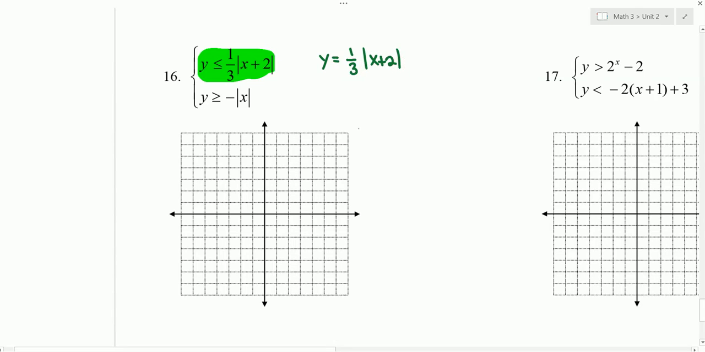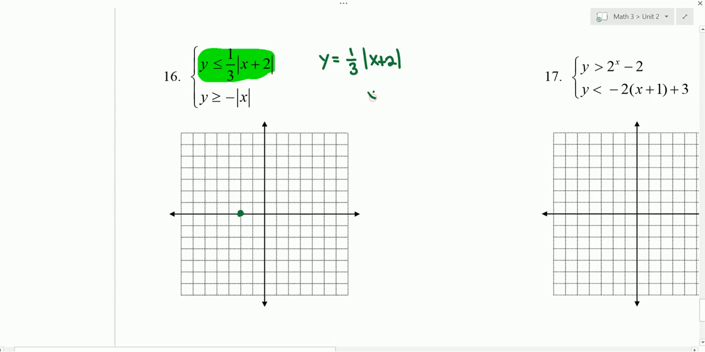The parent graph of the absolute value is at 0, 0. That plus 2 is inside with the x, so that moves it to the left 2. So my first point is at negative 2, 0. And then find another value.